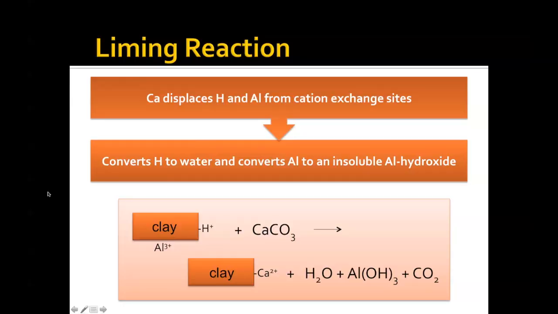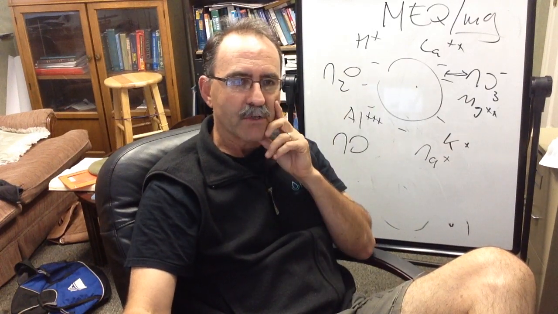Your liming reaction, you've got a clay particle, and this is kind of the reverse of what happens when your soils acidify. Your calcium carbonate reacts with the clay particle. Now the equilibrium changes, the calcium adheres to the clay particle, and calcium carbonate then reacts with the extra hydrogen ion and forms water, and then if you've got aluminum around, it forms aluminum hydroxide and carbon dioxide. So your equilibrium or your pH is restored in that way. I'm not going to worry too much about that.